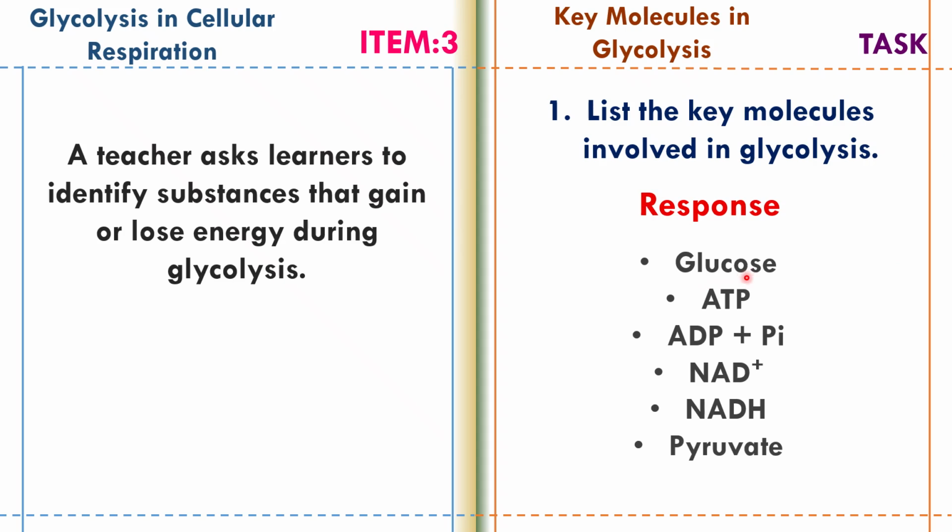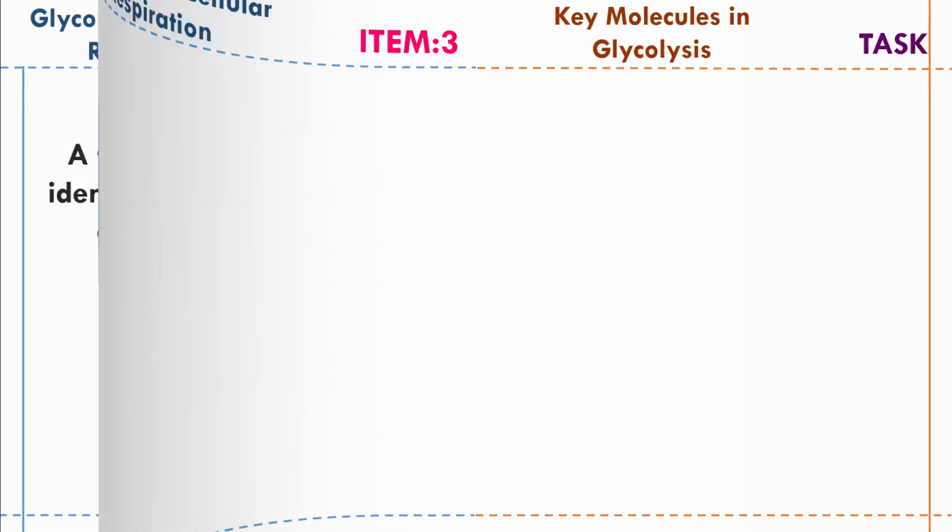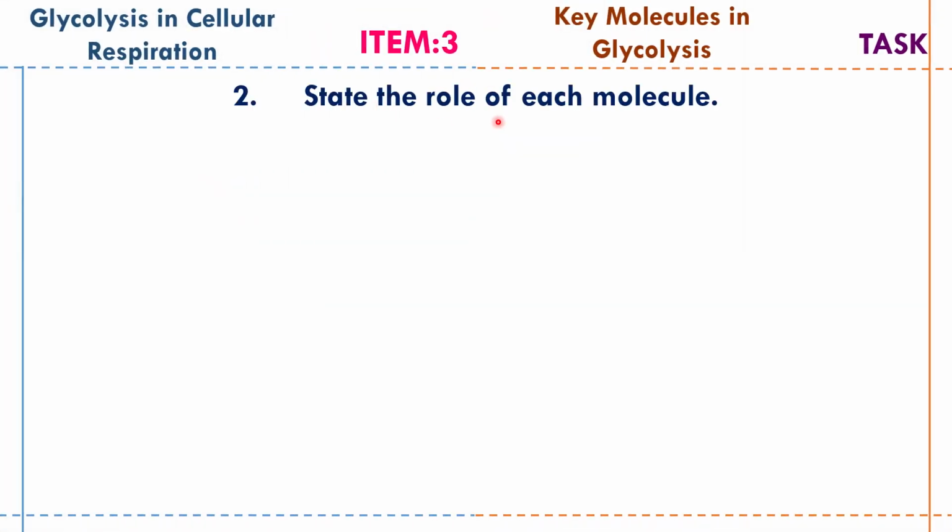We have glucose, ATP, ADP plus inorganic phosphate, oxidized NAD, reduced NAD (NADH), and pyruvate. State the role of each molecule.